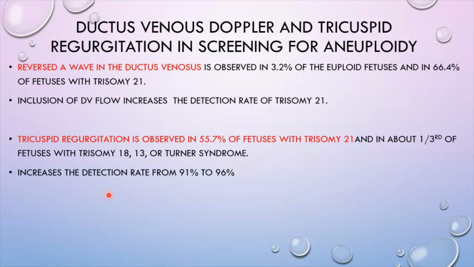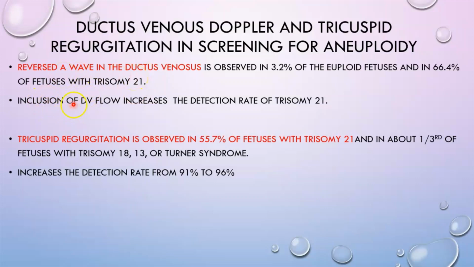Now, the last but not the least application of Doppler is in screening for aneuploidy. In the screening for aneuploidy, ductus venosus Doppler and tricuspid regurgitation are measured. Now, the reversed A wave, which we saw in the ductus venosus Doppler, is observed in 3.2% of the euploid fetuses, but it is present in 66.4% of fetuses with trisomy 21.